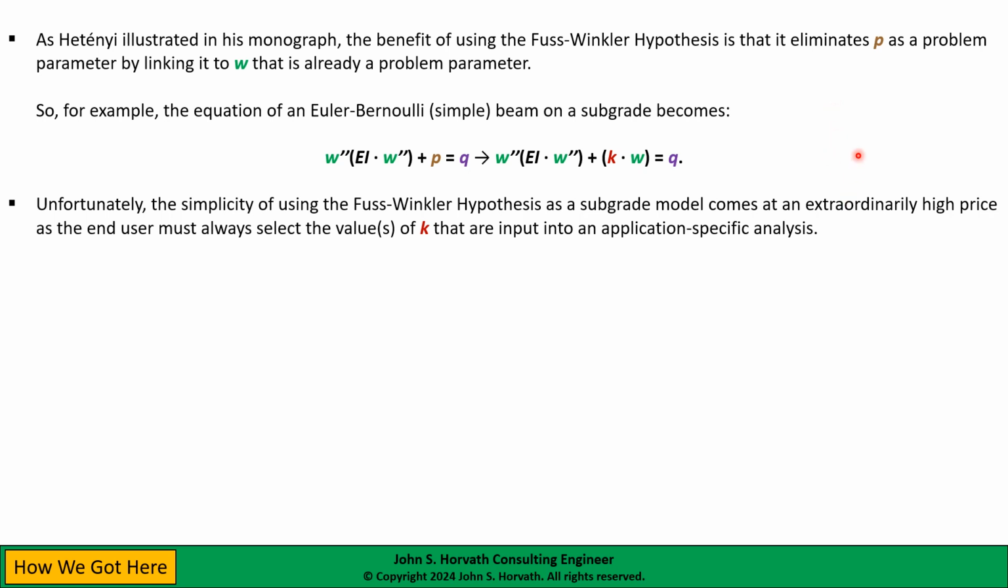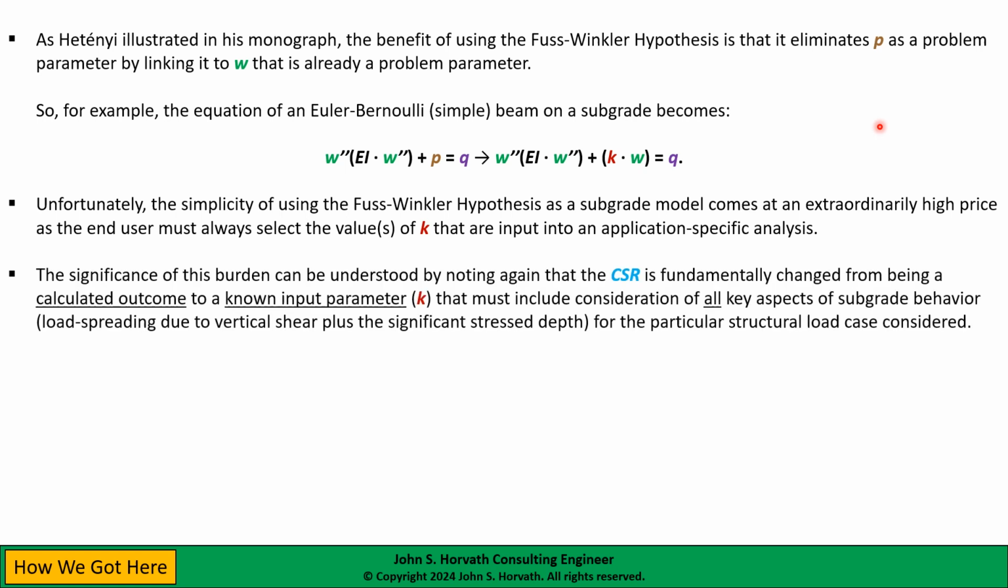I think people fail to realize that the simplicity of using the Fuss-Winkler hypothesis, that is assuming that the subgrade is a bed of independent axial springs, comes at an extraordinarily high price. We pay a very high price for this simplicity, simply because the end user must always select values of K that are input into an application-specific analysis.